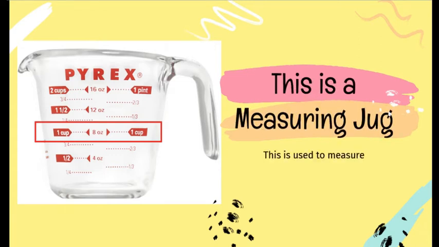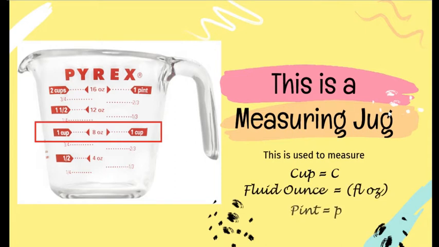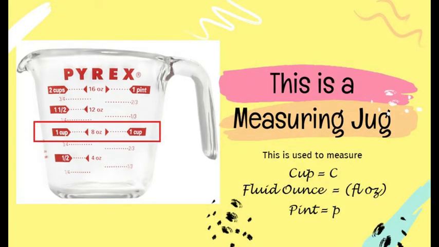This is a measuring jug. This is used for measuring liquid ingredients. The units of measurement are cup or C, fluid ounce or FLOZ, and then pint or P.